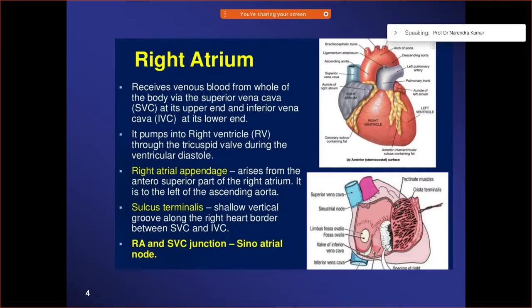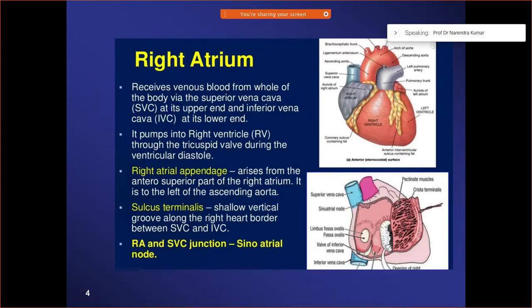So, what is the importance of different branches? For example, the right atrium is the one which receives the so-called bad blood, the venous blood from the body, through the superior vena cava on the upper end, and on the lower end from the inferior vena cava from the lower side of the body. Similarly, it passes on the blood by pumping to the right ventricle, and of course it happens through the tricuspid valve, and it also has the right atrial appendage.